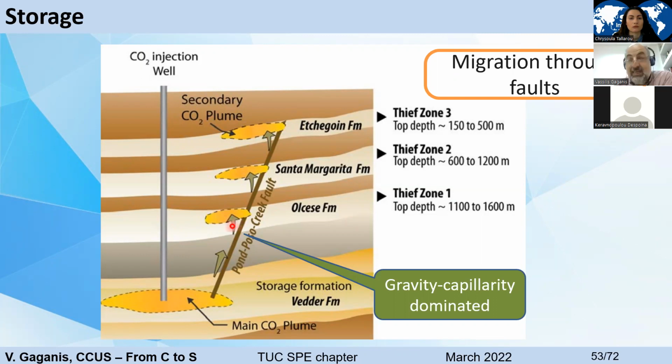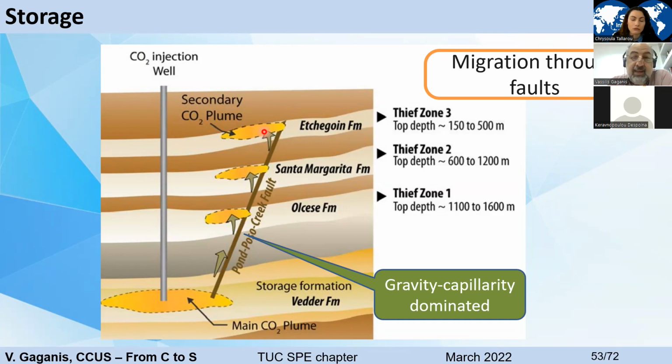Now, I guess some of the CO2 will escape even from this second trap and it will concentrate in a third trap or even in a fourth one. So at the end of the day, exactly due to the migration through faults, what we come up with is not just a single reservoir or a single plume, but many plumes which are interconnecting, usually through faults. Is it good news or is it bad news?